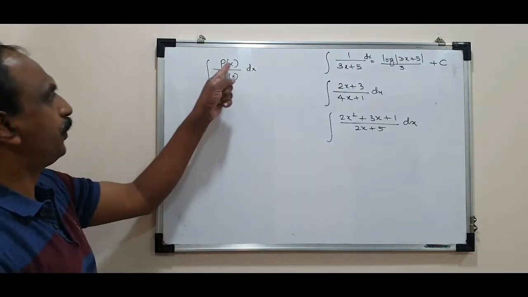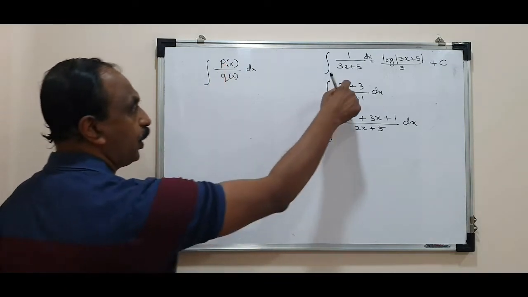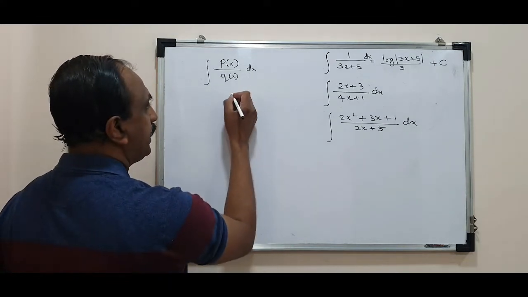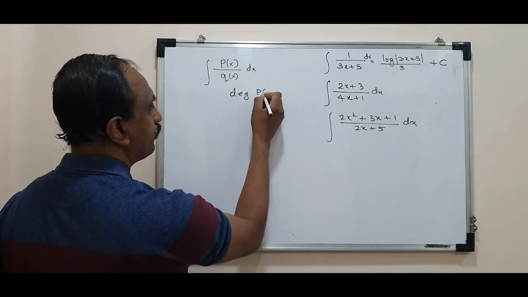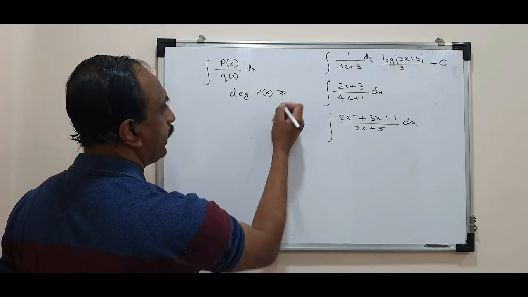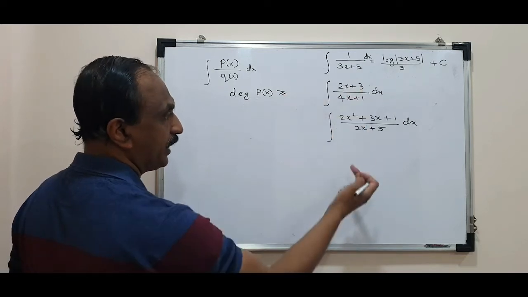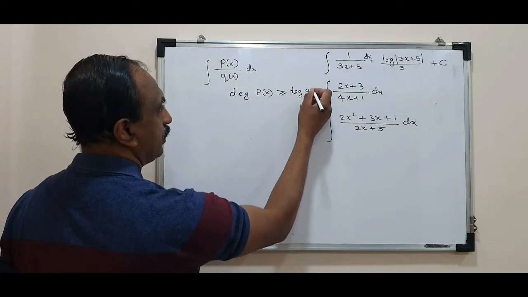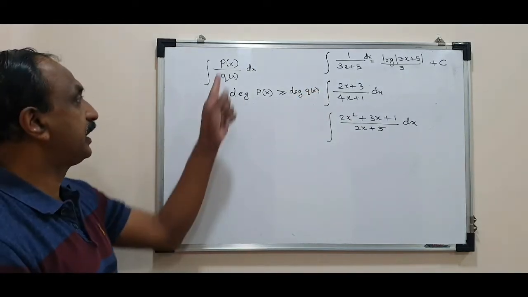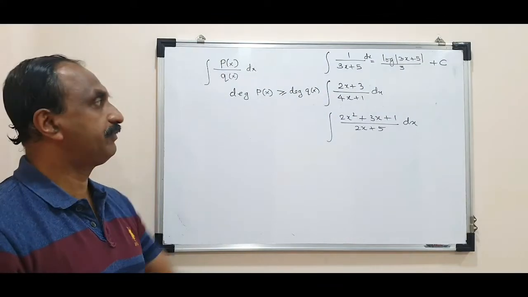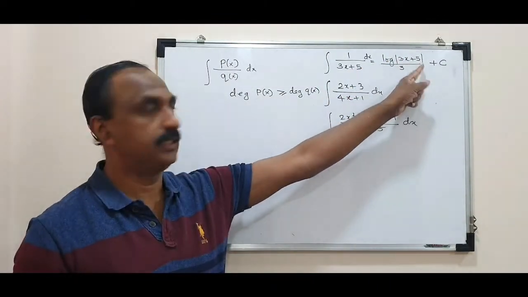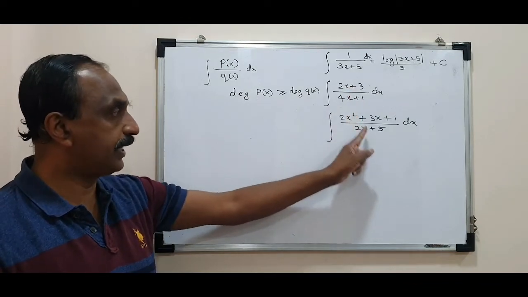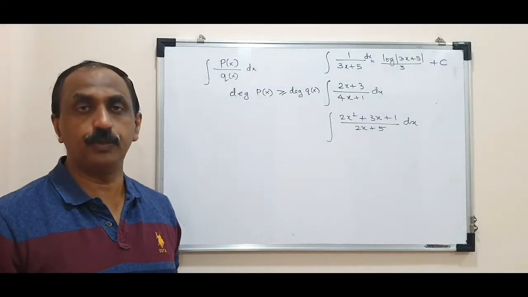That is a polynomial upon another polynomial. The degree of the numerator is greater or equal to the degree of the denominator: here the degree is 1 and 1, here the degree is 2 and 1. If the degree is lesser, we have a direct formula. If the degree is equal or greater, in this case, what should we do?